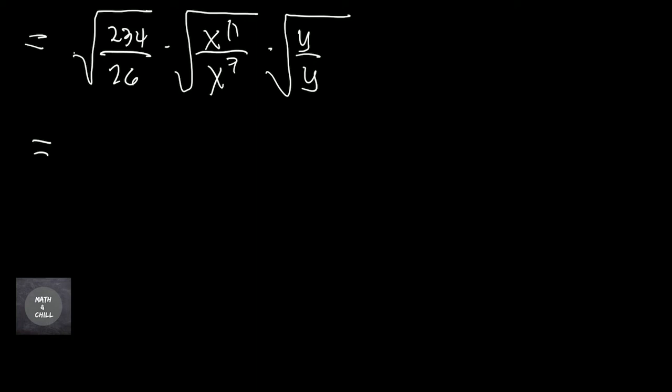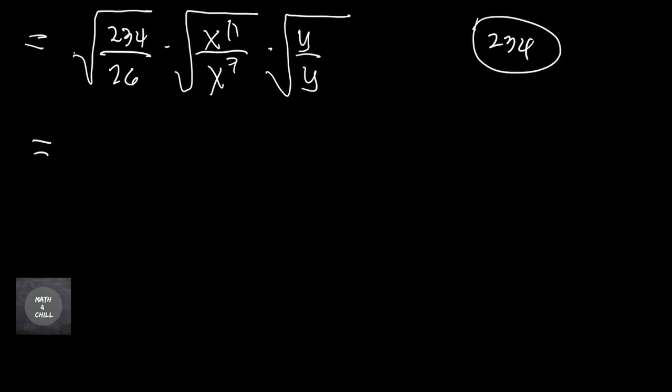So now sa atong simplifying, constant na. So, i-divide nato ang 234 to 26. Divisible ba siya sa 26? Ang 234, is it divisible by 26? So, mag-trial and error ta diri. Example, 234 divide 26. So, mangita tag number nga kung i-multiply nato sa 26, ma-result siya sa 234.